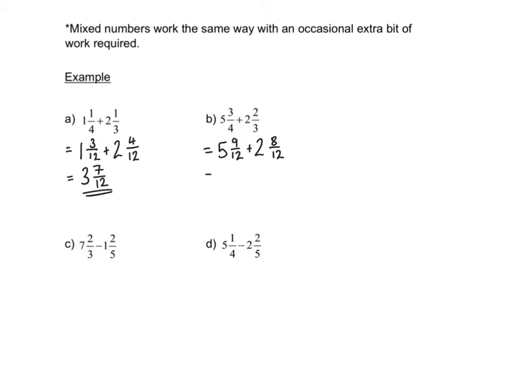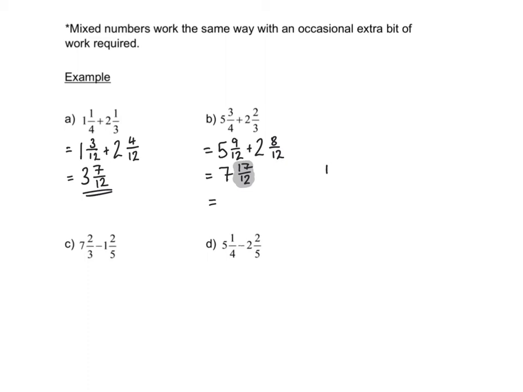When I come to add the fractions here, it's a little bit different to the previous question because I get 5 plus 2 is 7, that's fine, and 9 plus 8 is 17. Now, that's going to give us 9 twelfths plus 8 twelfths gives us 17 twelfths. There is a problem with that though, because this part here is a mixed number with an improper fraction in it. That's not okay, we can't leave it like that. Now we can leave it like that on that line of working, but we're going to need to change it.